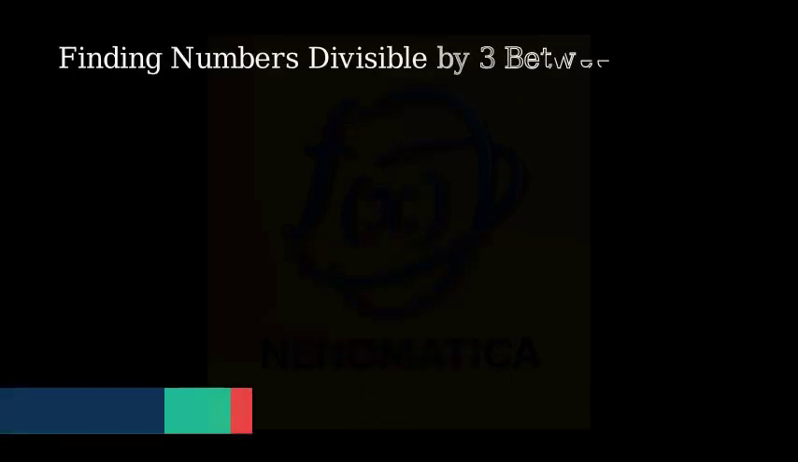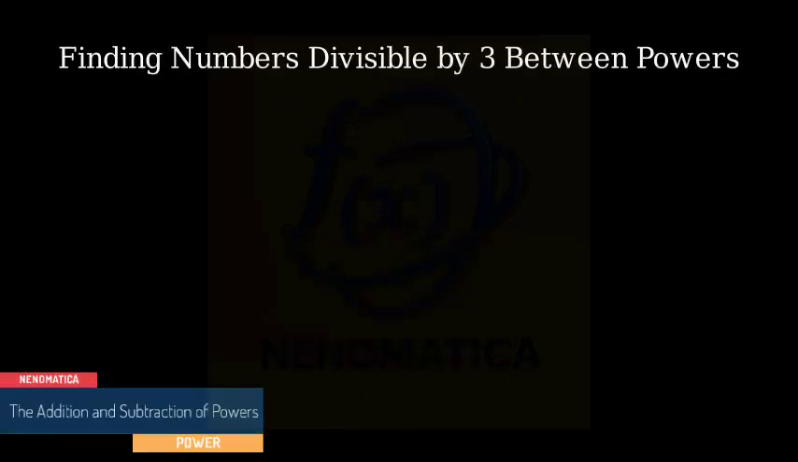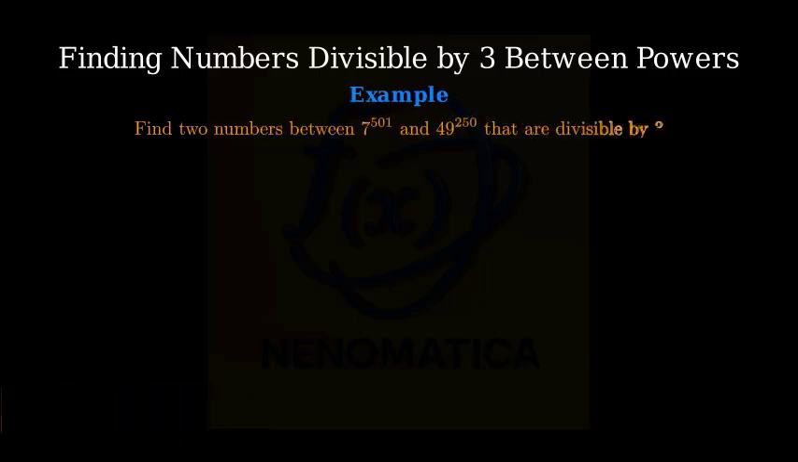Welcome to our math video. Today we're going to solve an interesting problem involving powers and divisibility. Let's look at our example. We need to find two numbers between 7 to the power of 501 and 49 to the power of 250 that are divisible by 3.